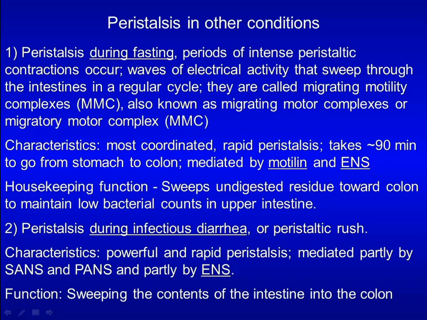Another peristalsis occurs in infectious diarrhea. It is also called peristaltic rush. It is powerful and rapid peristalsis. Contractions travel long distance in the small intestine within minutes. It is mediated partly by extrinsic autonomic nervous system and brainstem and partly by enteric nervous system. The function of peristaltic rush is to sweep irritative chyme rapidly into the colon.